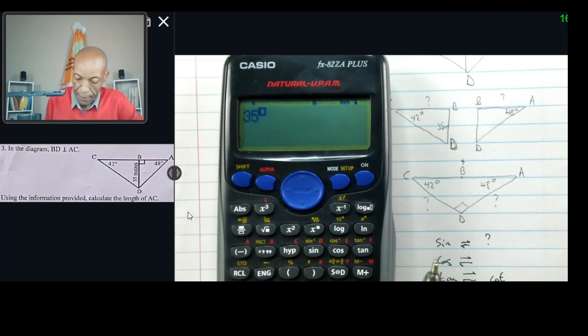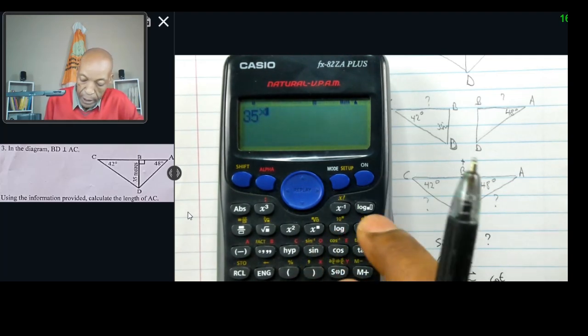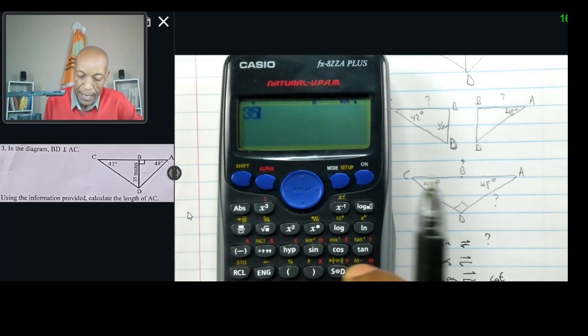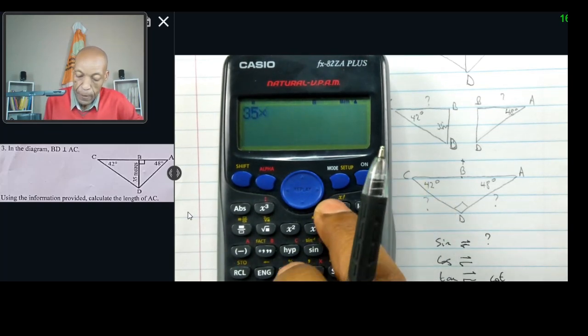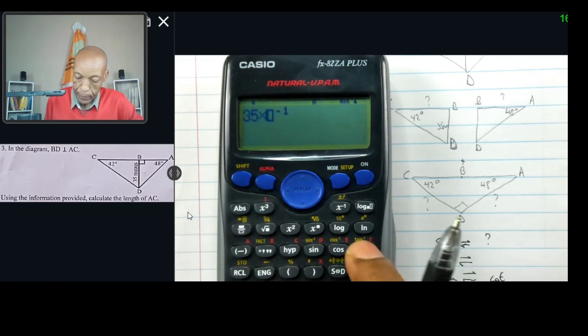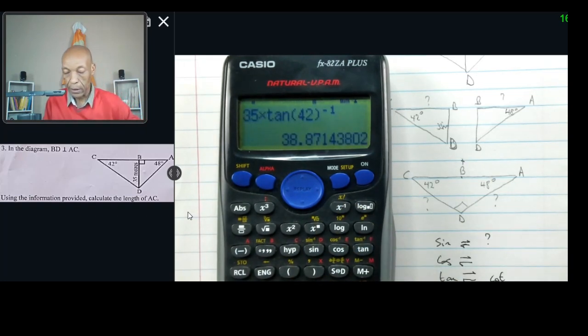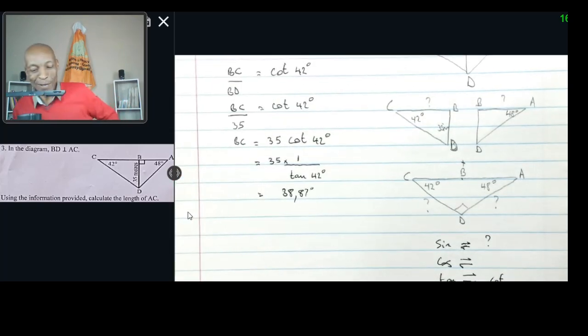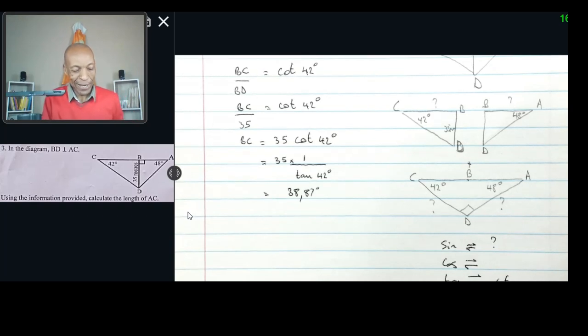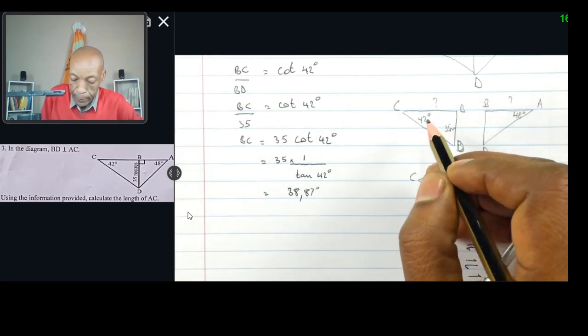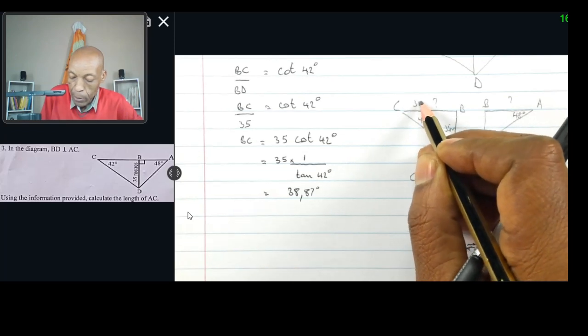So I say 35 times the inverse. The inverse of what? Of tan 42, isn't it? Okay, then we close it. Let's see what it gives us. 38,87. Did you see that? Go and rewind. Okay, right. So that's how we deal with it. So it means in this triangle, my BC is 38,87.